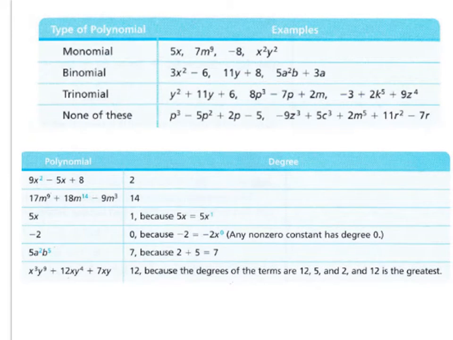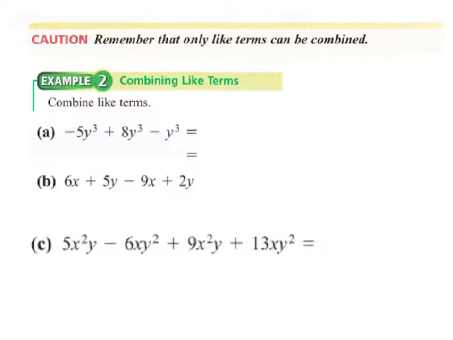Here when we have more than one variable together in one term, we actually add the exponents to get the degree for that term. So that's the 7th degree polynomial. Here this is a 12th degree term, a 5th degree, and a 2nd degree. So 12th is the degree because that's the highest one between 12, 5, and 2.